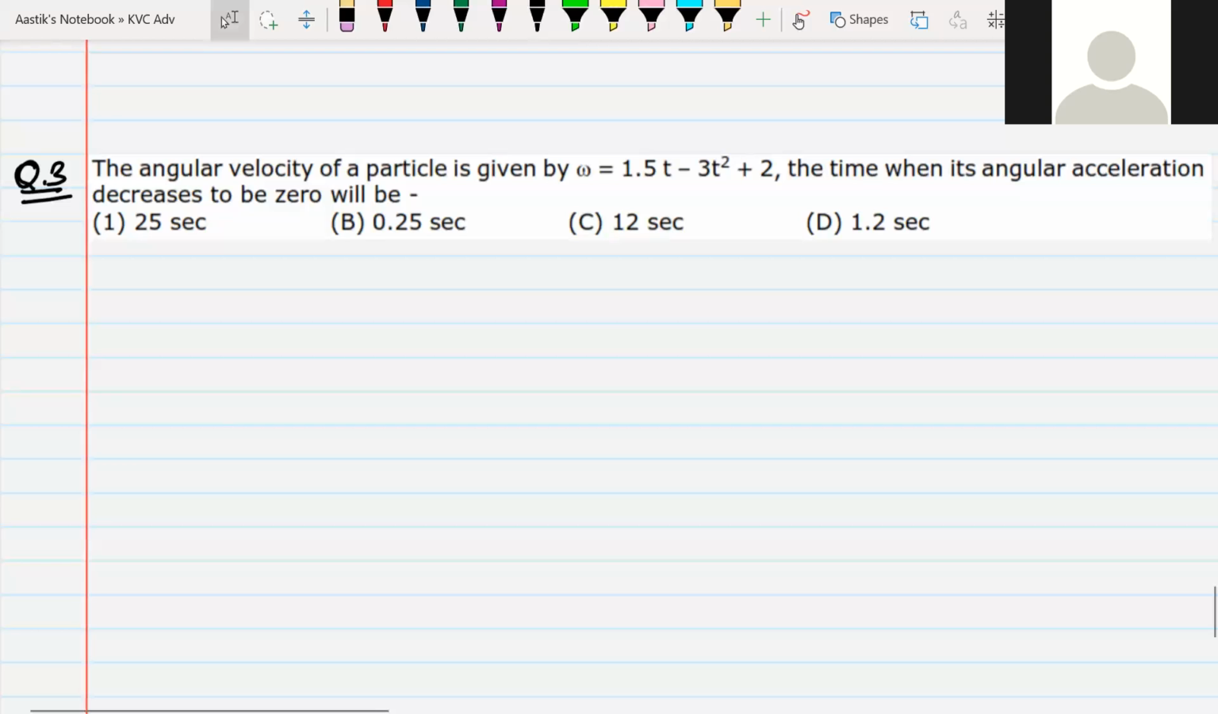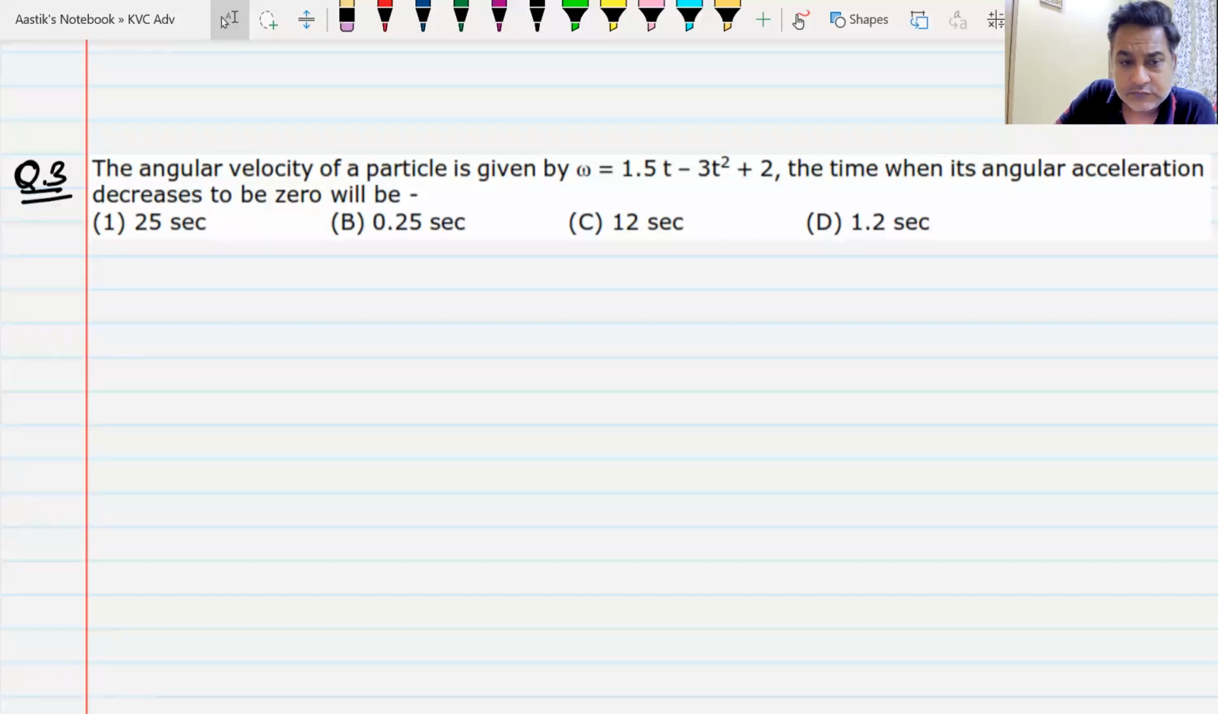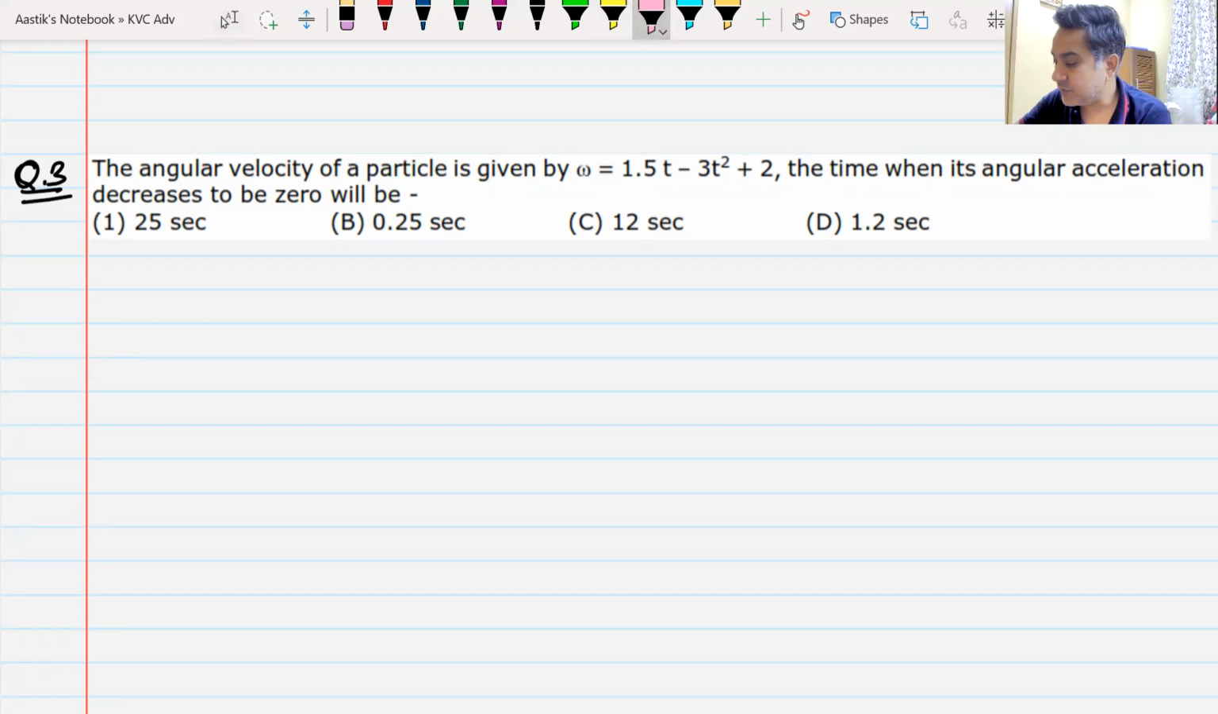Yes, beta. Option B, 0.25 seconds. That is correct. How did we get it? Omega is given. We will differentiate omega with time. We know how to differentiate it, yes or no? Yes, sir. And we just equate it to 0, and we get the time as 0.25 seconds. Anyone got this? Yes, sir.